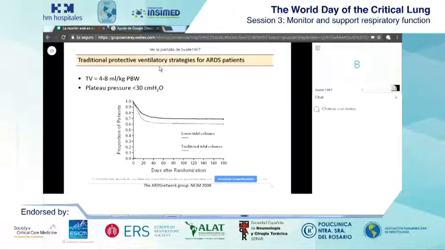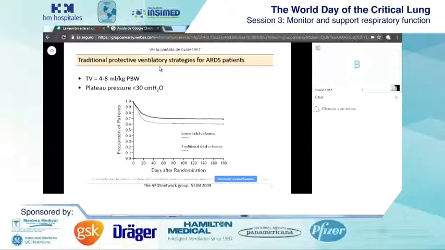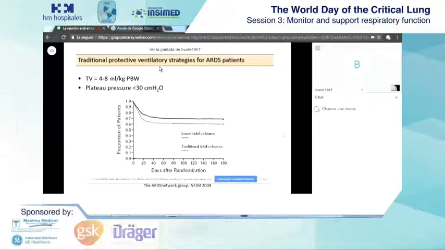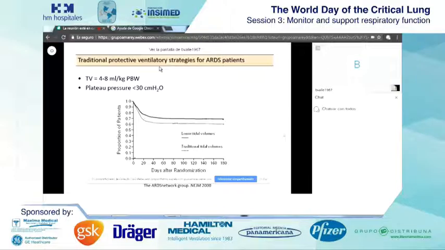The traditional protective ventilatory strategies for ARDS patients include limiting the tidal volume from 4 to 8 ml per kilo of predicted body weight and keeping the plateau pressure lower than 30 centimeters of water. One of the studies that gave us the basis for this recommendation is this one that was published by the ARDS Network group. And this paper showed that the patients who were ventilated with 6 ml per kilo had a better survival than those that were ventilated with 12 ml per kilo.